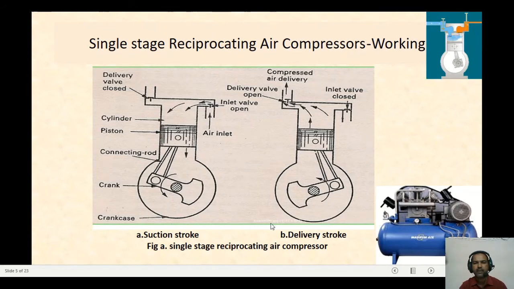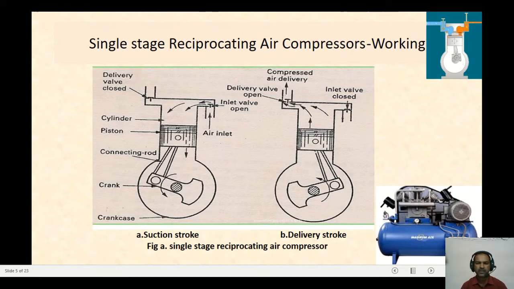Now in the suction stroke, at first cycle, the piston is at bottom dead center. In the next cycle, what happens in the delivery stroke? The piston is going to move from the bottom to top. While moving from bottom to top, the atmospheric air inside the cylinder will get compressed. Here the inlet valve will get closed, and due to the high compressed air, the delivery valve will get open and the compressed air will get discharged and stored into a pressure vessel. So this is how a single stage reciprocating air compressor works.